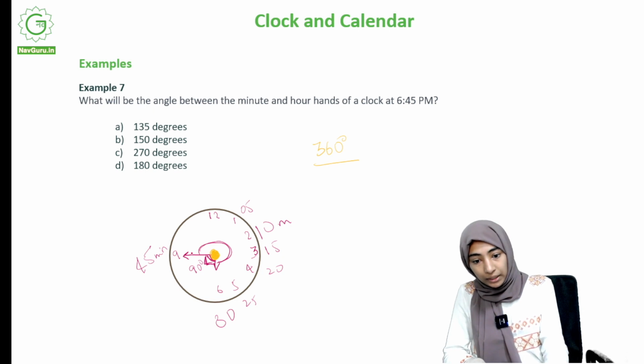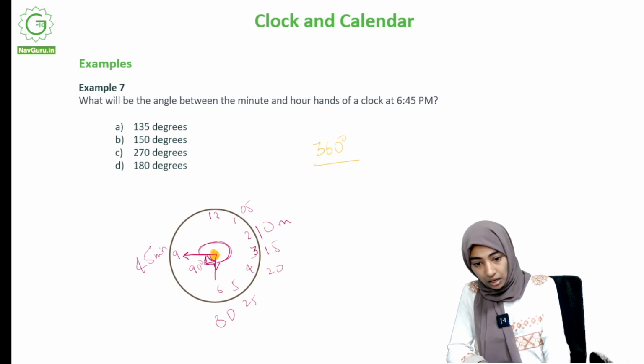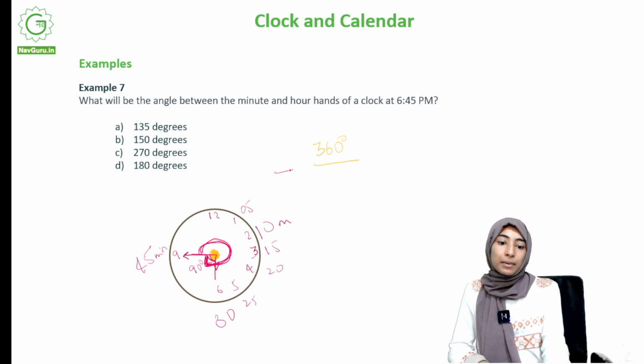From this, we need to reduce this part. We need a circle, but a circle without this part. Basically, we need a circle with just this part. So what are we reducing? We are reducing this part, which is 90. So basically we need to do 360 minus 90.